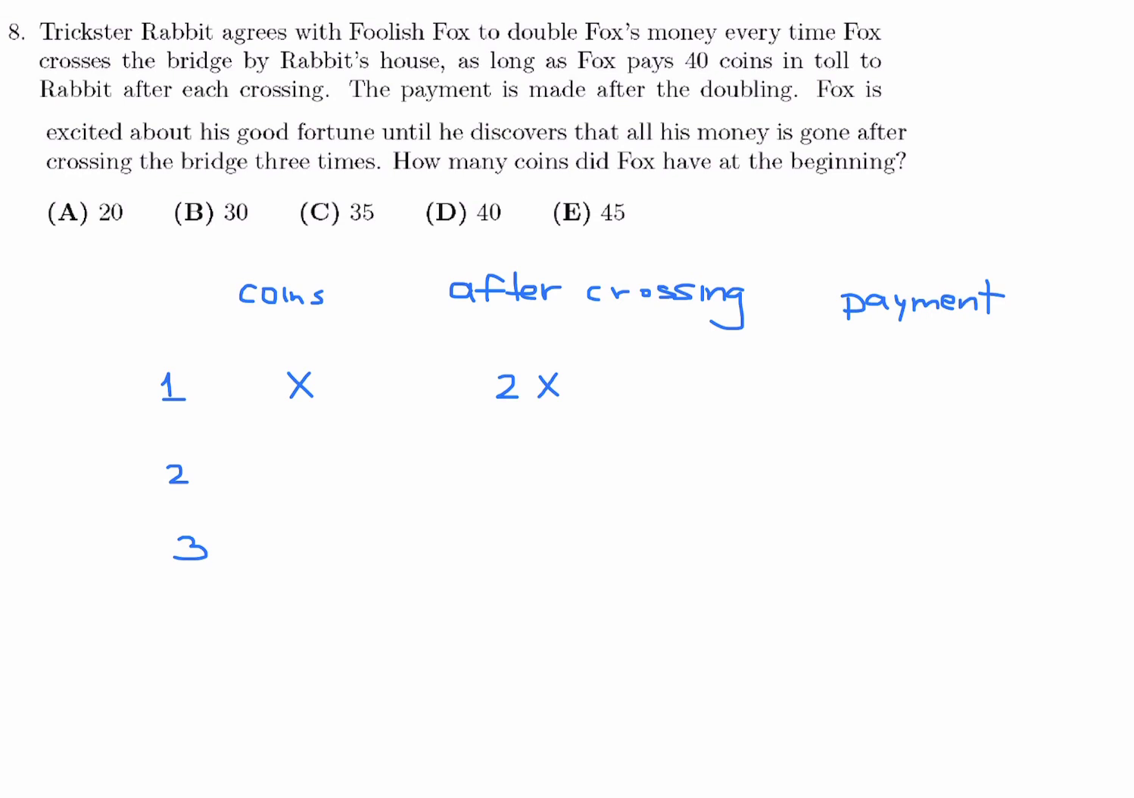And then the payment has to be made, and the payment is 40 coins. So 2x minus 40. They tell you that the payment is made after the doubling. Okay, so now we've done the first crossing. Now we get to the second crossing.